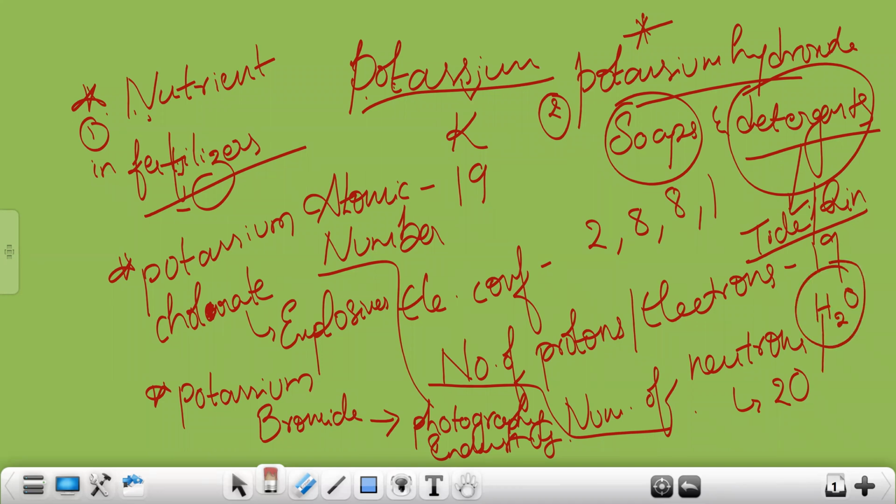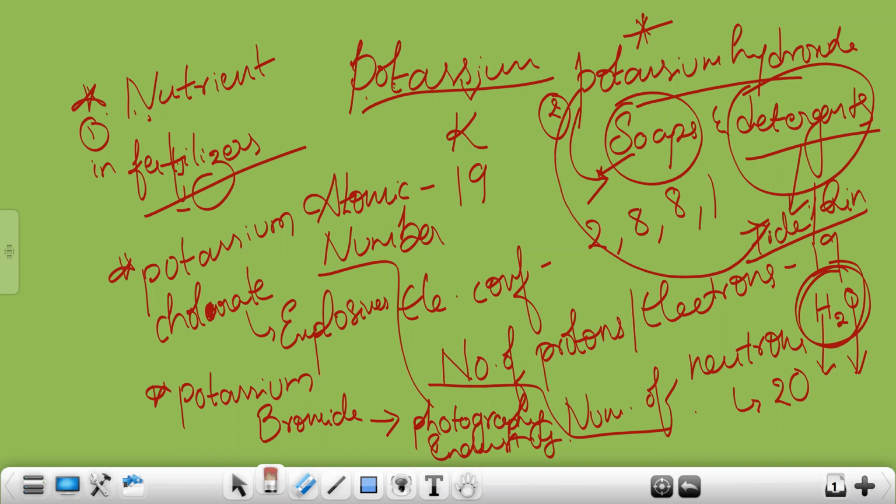So H is hydrogen here, O is oxygen here. These are all molecules. So any substance in this universe is made up of elements or molecules. Hence this potassium soap is made up of molecules of potassium hydroxide. Detergents are made up of molecules of potassium hydroxide. And additionally a few things they will add for smelling purpose, for the purpose of color.